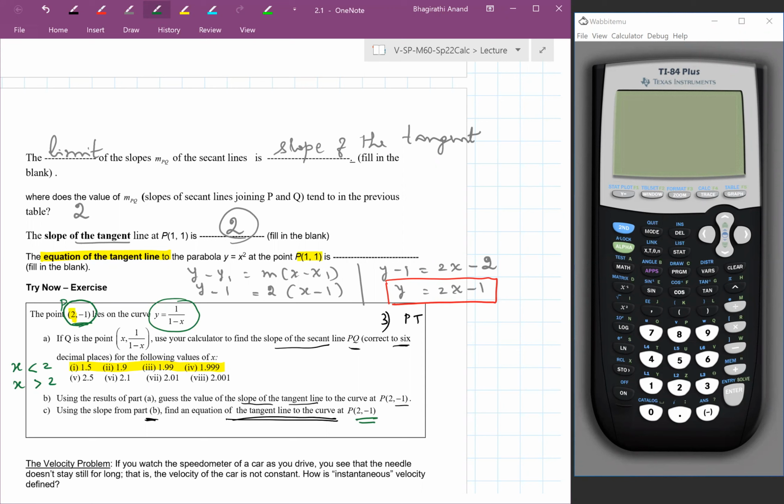So as I need more room, I'm going to take this problem down the page and create a table, one set for the values smaller than 2, one set for the values larger than 2. And you also notice that here we are going to find out the slope MPQ. What is MPQ? P is a point, in this case (2, -1), and Q is a point with input x, output 1 over 1 minus x.